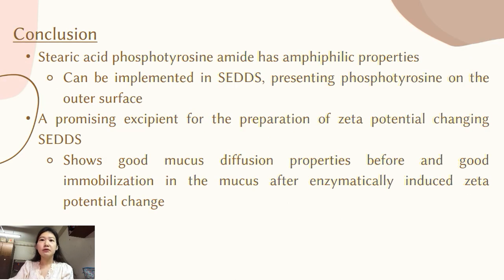The conclusions of the research are that the stearic acid phosphotyrosine amide has amphiphilic properties, so it can be implemented in SEDDS presenting phosphotyrosine on the outer surface. It is also a promising excipient for the preparation of zeta potential changing SEDDS because it shows good mucus diffusion properties before, and good immobilization in the mucus after, enzymatically induced zeta potential change.